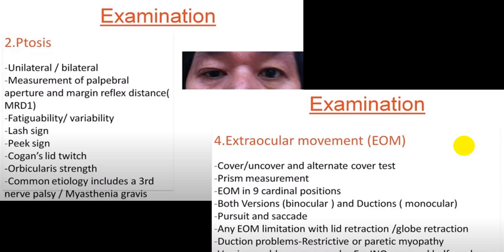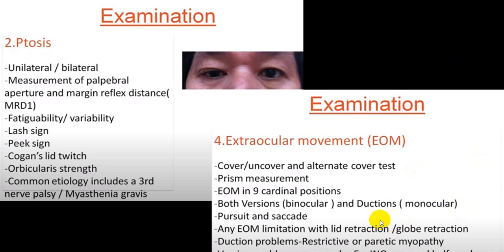In case of a third cranial palsy, pupil will be dilated, fixed, and there will be ptosis on the side of the damage. So that will be very peculiar in case of a third cranial palsy. So try to look for the extraocular muscle movement.